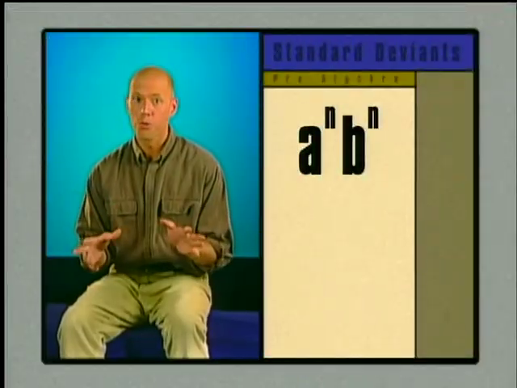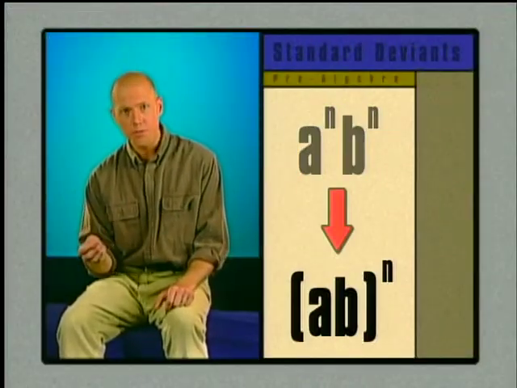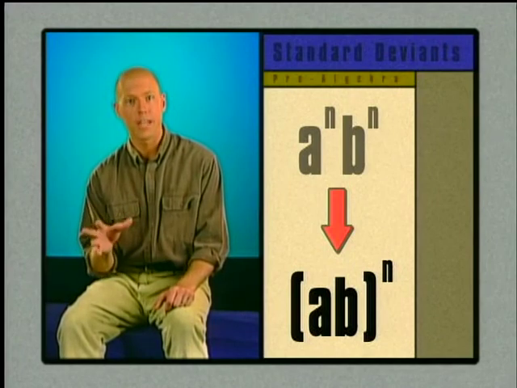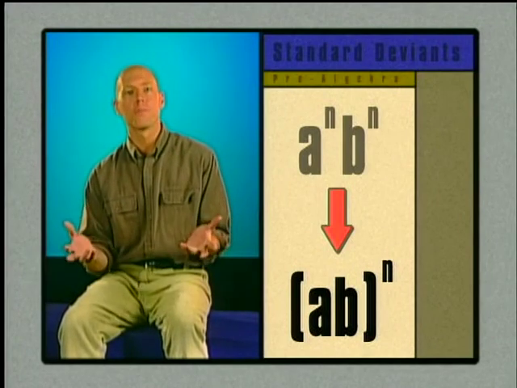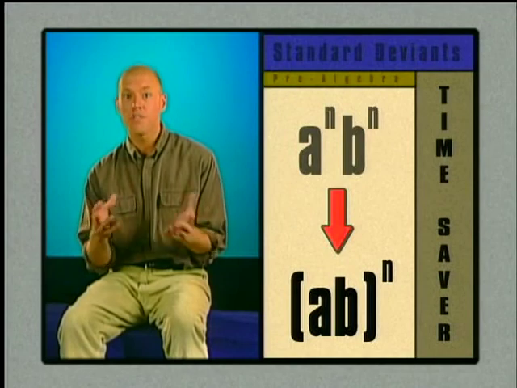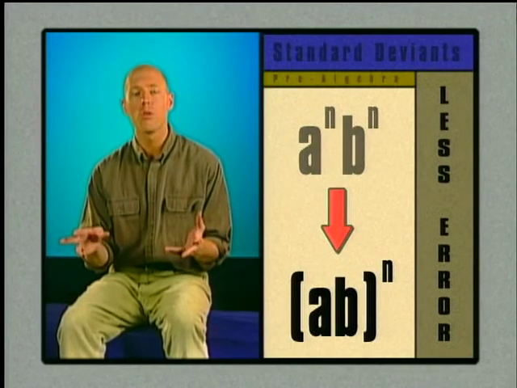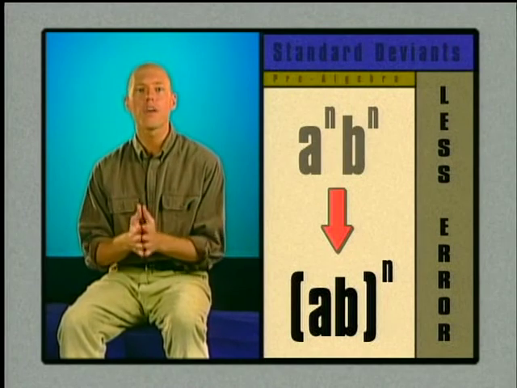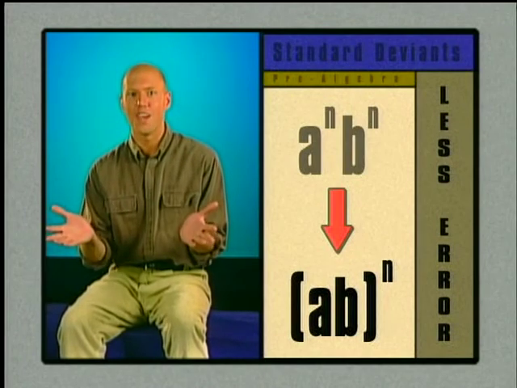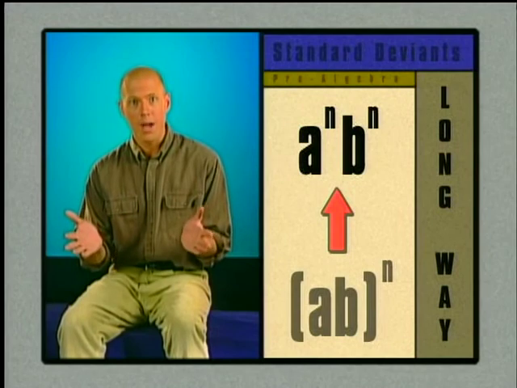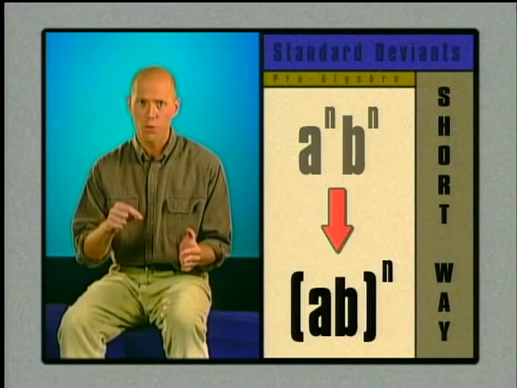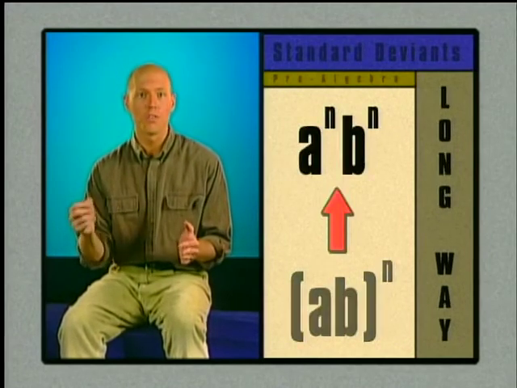Remember, the first rule is a shortcut that allows us to multiply the base numbers and use the common exponent. Well, this is the simplified version. We use it because it's a time saver, and there's less chance of error if we don't have to write everything out the long way. But if we want to check our work, and who doesn't these days, we can always use the longer way. So let's do one the short way, then check it by using the long way.